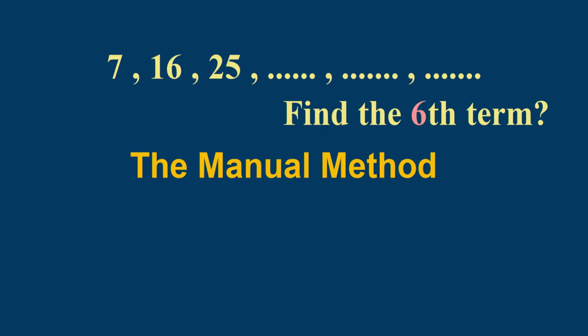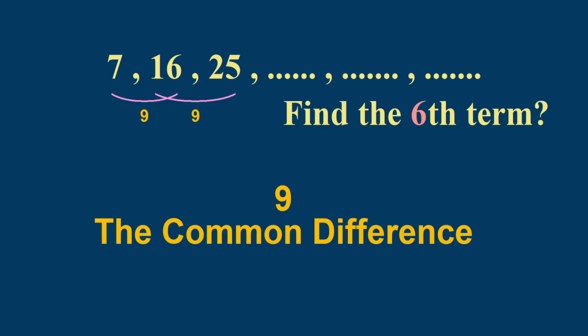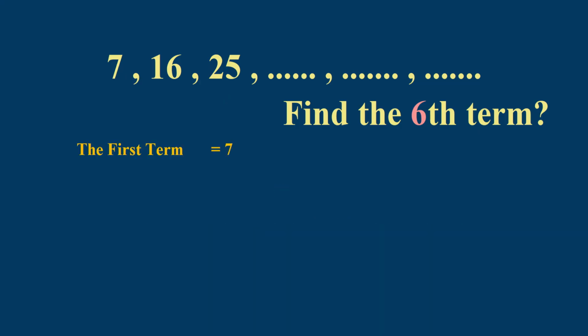Look at the problem. Since each term increases by 9 from the previous one, this 9 is called the common difference. The first term in the arithmetic sequence is equal to 7. And we can get the second term by adding 9 to the first term. So the second term is equal to 7 plus 9, which equals 16.